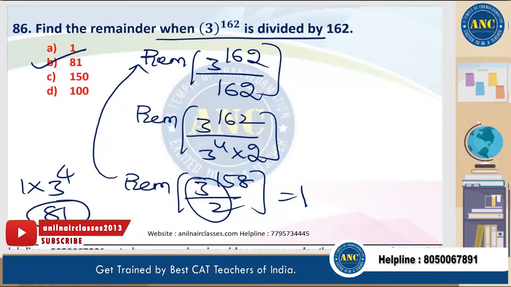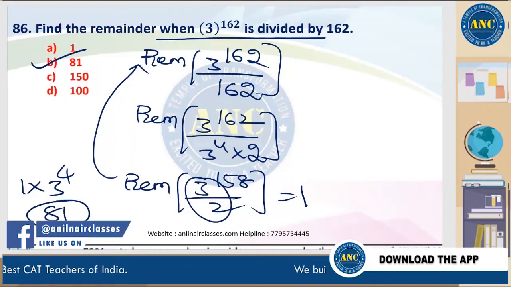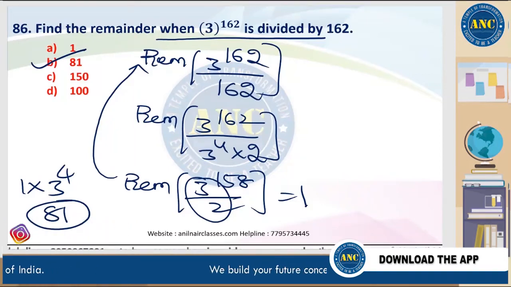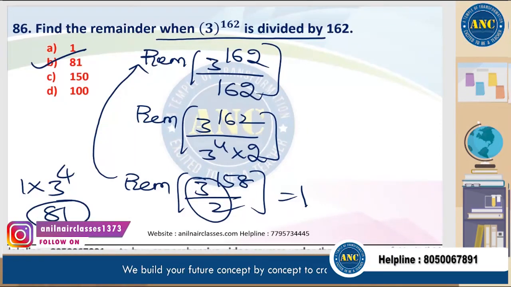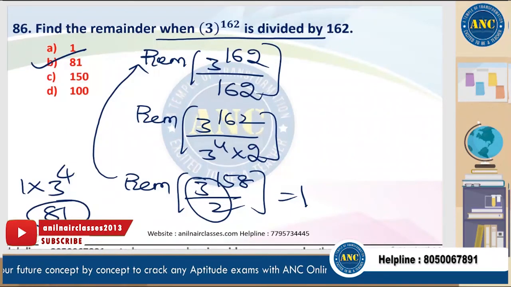Chinese remainder theorem, Euler's theorem, Fermat's theorem, all this can be used. Make the numerator and denominator co-prime to each other. I hope it is clear. Next, 85.